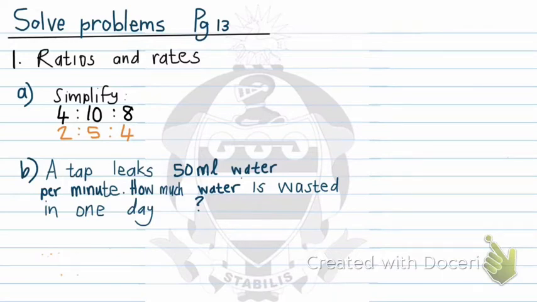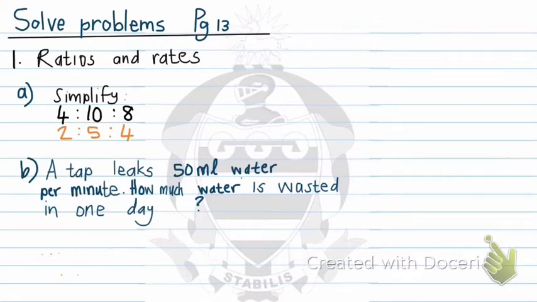Okay, let's look at question B. They tell us that a tap leaks 50 milliliters of water per minute. So I'm working here with water per minute. I'm working here with water and minutes. They are different types of measurements, all right? So in this case, this is an example of a rate.